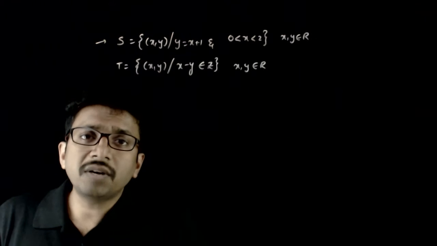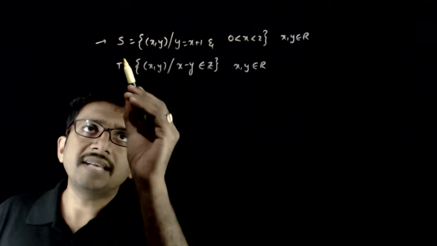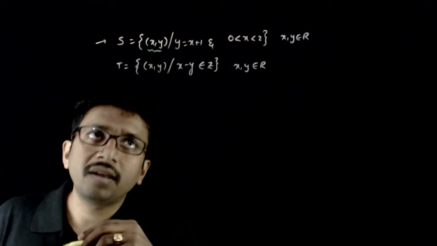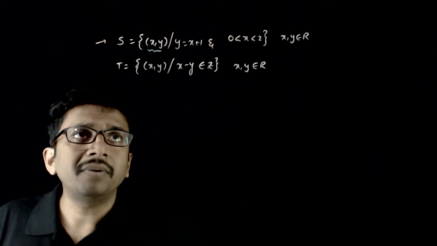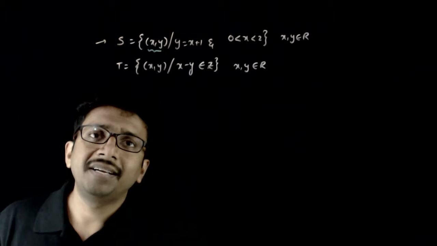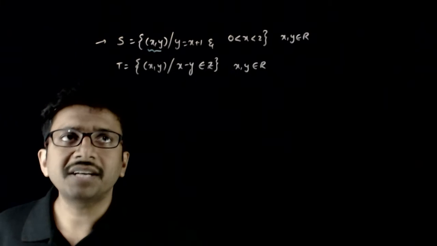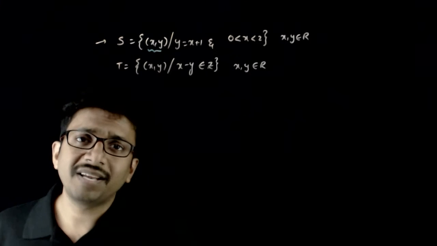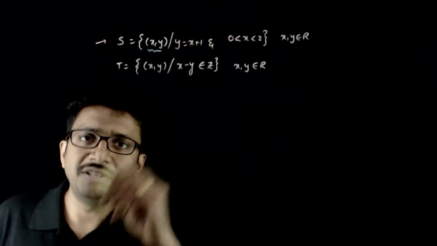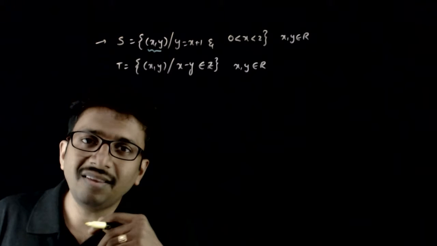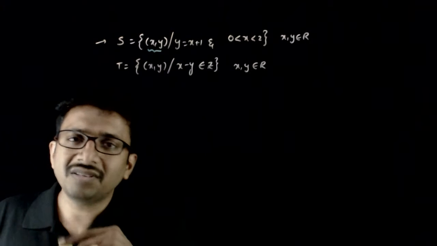So welcome students. In this question you have two relations. S is a relation which connects x and y if y is equal to x plus 1. And T is a relation which connects x and y if x minus y is an integer. So you are asked to check the equivalence nature of each of these relations.